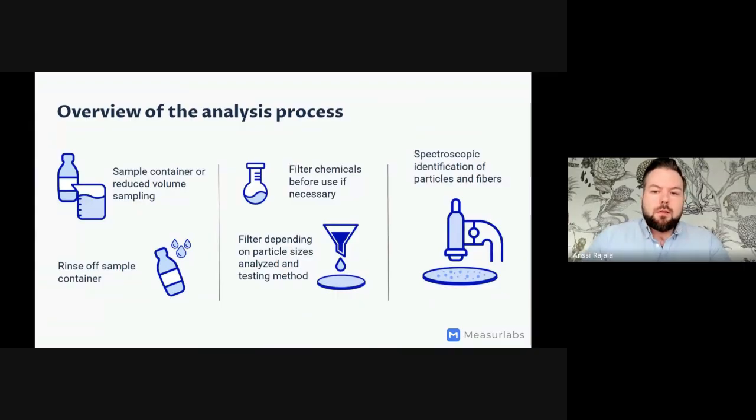So this is how the process of the analysis of microplastics, in this case with the microspectroscopic methods, goes. We have the sample container, and we can either analyze the whole sample, for example in the case of clean water samples. Usually the container is first rinsed with clean water to prevent contamination from the container itself. And usually for complex matrices, a reduced sample volume is used after mixing the sample well.